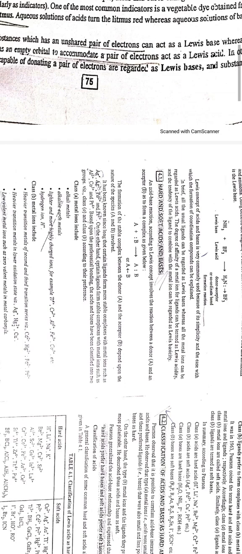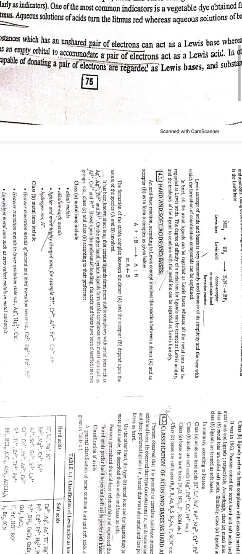Hard and soft acid and bases. Article 4.1. An acid-base reaction according to Lewis' concept involves the reaction between a donor A and an acceptor B to form a complex as given below. A plus B gives A bonded with B.